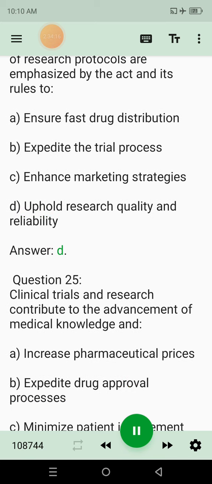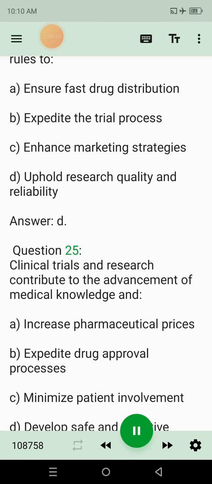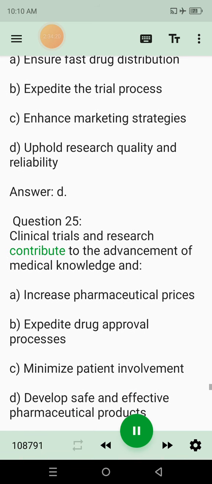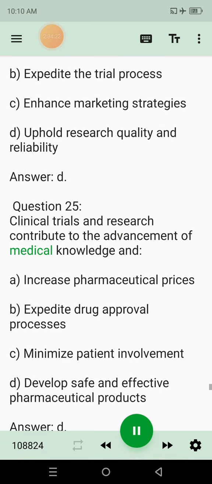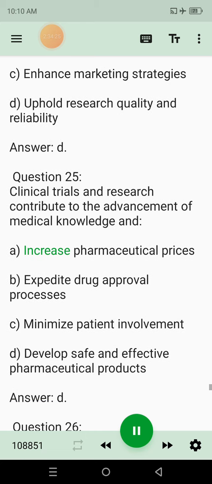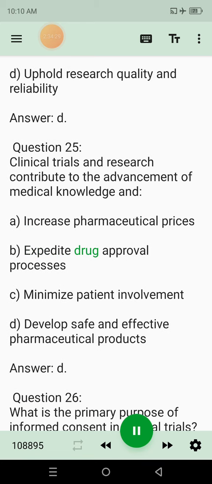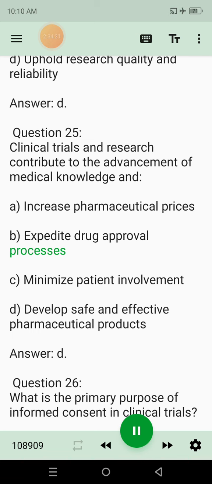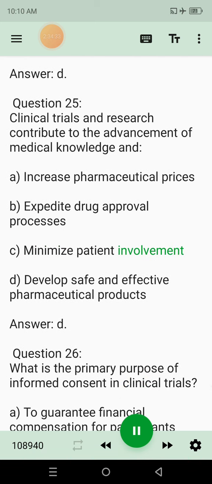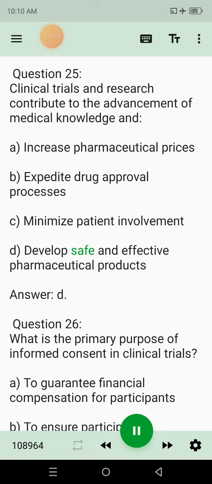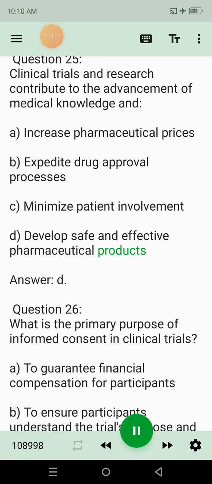Answer: D. Question 25. Clinical trials and research contribute to the advancement of medical knowledge and A. Increase pharmaceutical prices. B. Expedite drug approval processes. C. Minimize patient involvement. D. Develop safe and effective pharmaceutical products.